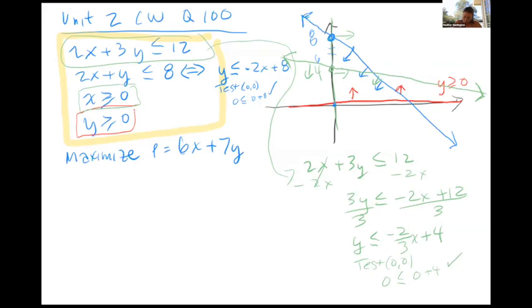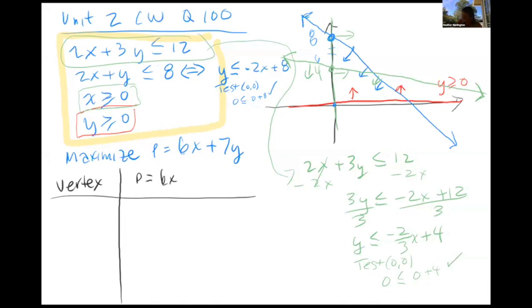Okay, then we're going to do the same thing, which if you want to start getting ahead, because I'm going to switch to the computer and show you how to graph that with the graphing utility. We're going to do our vertices and the profit function. All right, so we have 6 times x plus 7 times y.